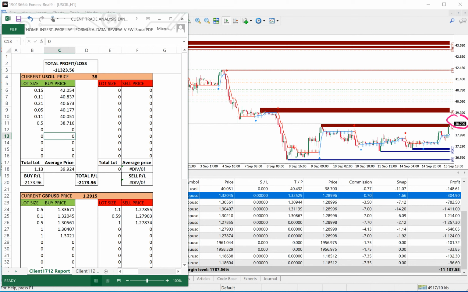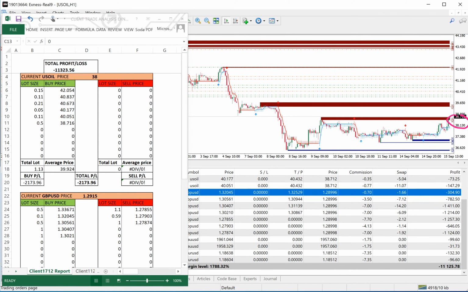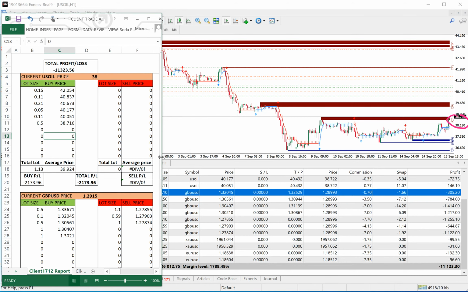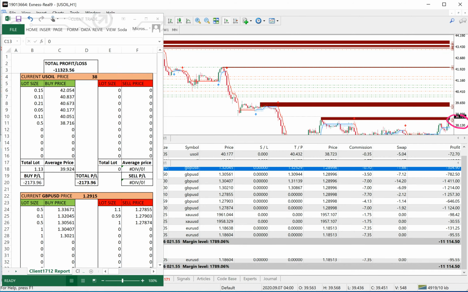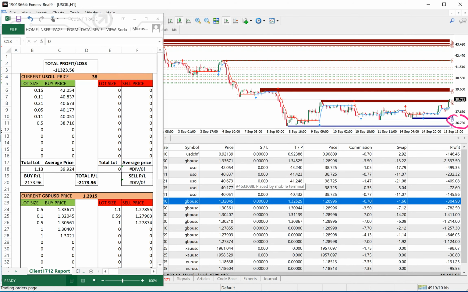His current loss is $11,000 across all the open positions you can see in the live trading here, and these are his US oil positions on which he is making a loss. We can see all of his US oil positions here, and we took all these positions and calculated how much loss is currently going on in the buy side: a $2,000 loss in US oil only.